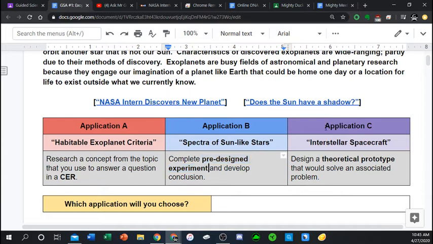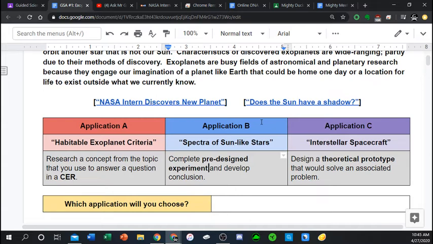All right. Application C, you are designing a theoretical interstellar spacecraft. That means working with the constraints of interstellar travel. What issues exist with interstellar travel? Design a theoretical prototype in Google Draw, or if you're familiar with the SketchUp website program, you could also use that to blueprint your own spacecraft. Two options, and then you pick a final option and tell me why you picked that one.